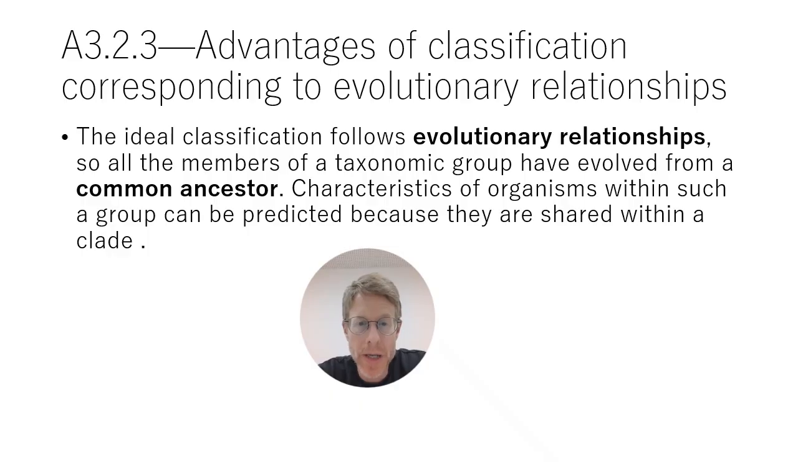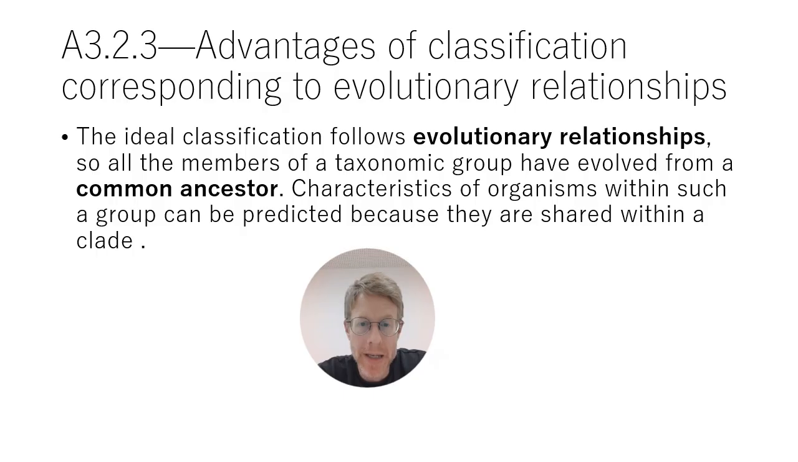So what do we do today? What's the goal today? The ideal system is based on evolutionary relationships. So all living things today evolved from the same common ancestor about 3.5 to 4 billion years ago. And then over time, living things have evolved and gone extinct and speciated and branched and branched and branched, leading to the diversity of life that we have today.